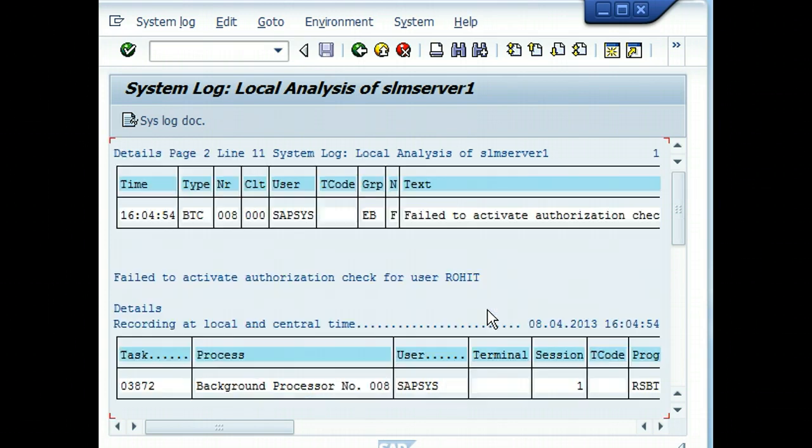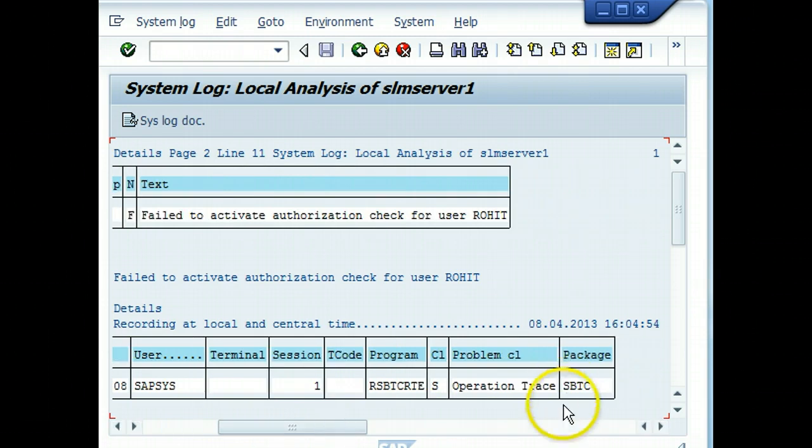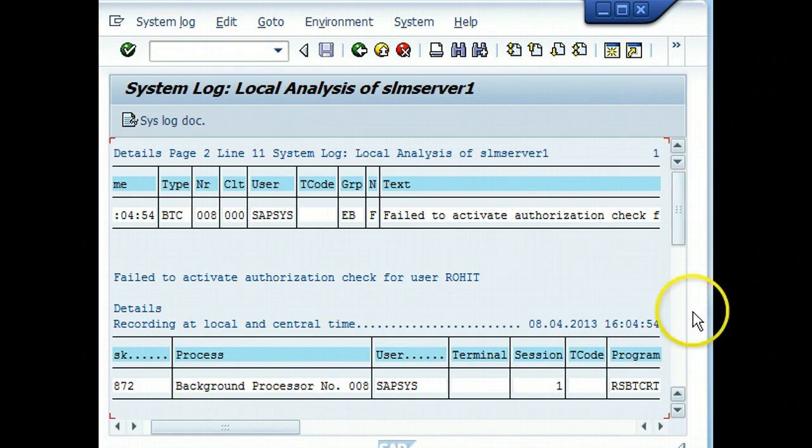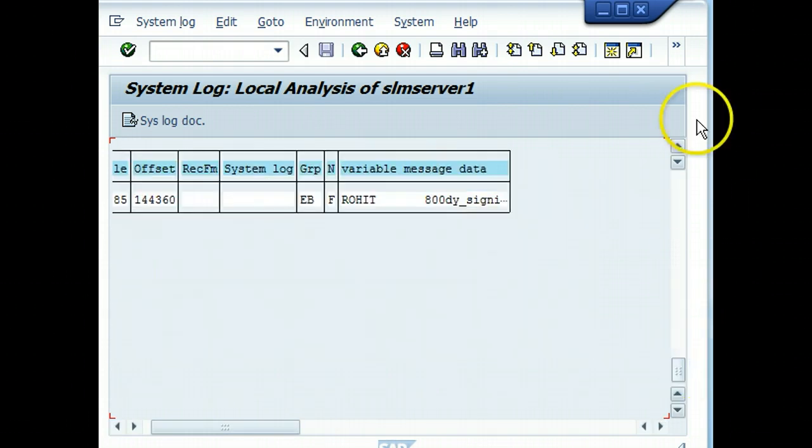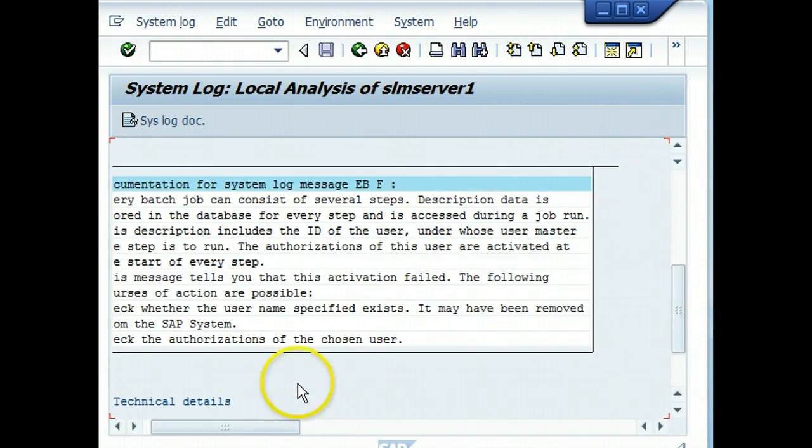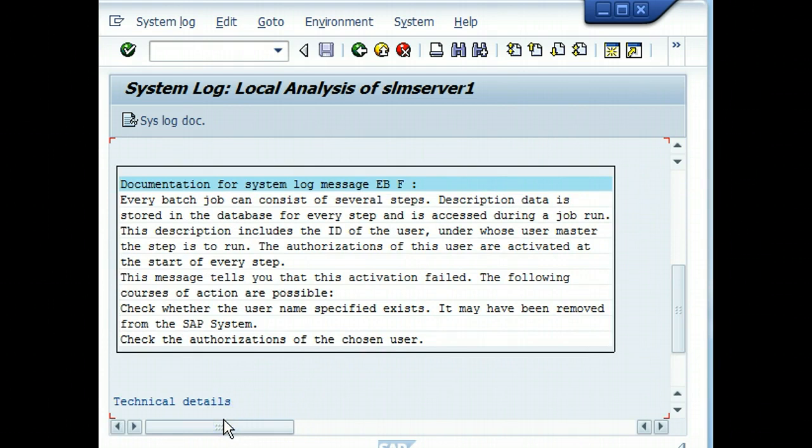Then also, failure to activate authorization checks for a particular user. Okay. And you can go into the detailed specs and look up what's happening. Every batch job consists of several steps, so you can analyze it in more detail.